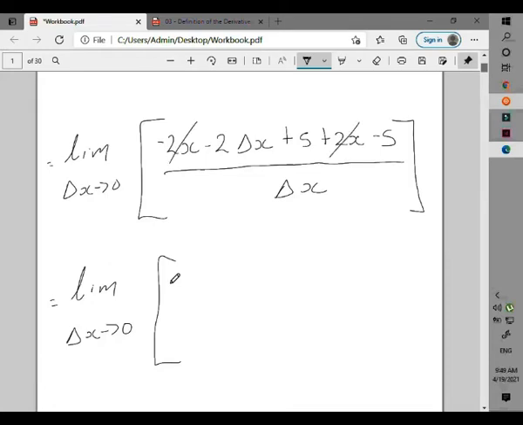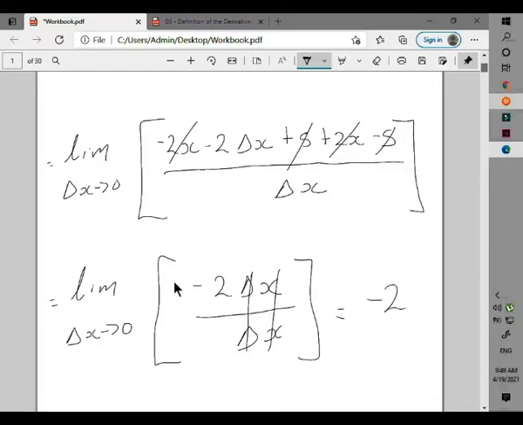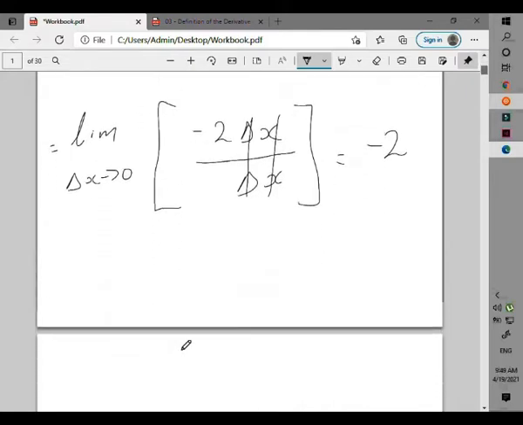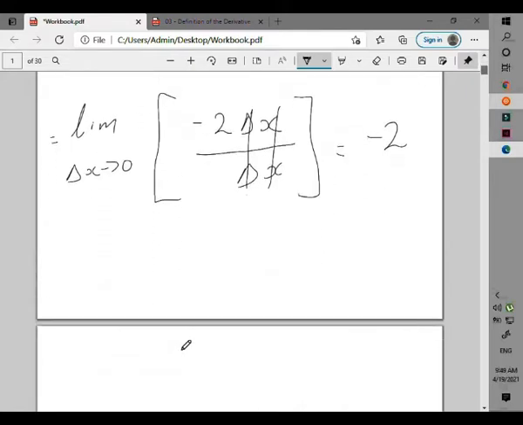So let's cancel this out, cancel this out. So that's left me with minus 2 delta x, all being divided by delta x. Delta x cancels, leaving me with minus 2. Alright, so I believe you should always just write out your answer, because dy upon dx is equal to minus 2. Alright, next one.